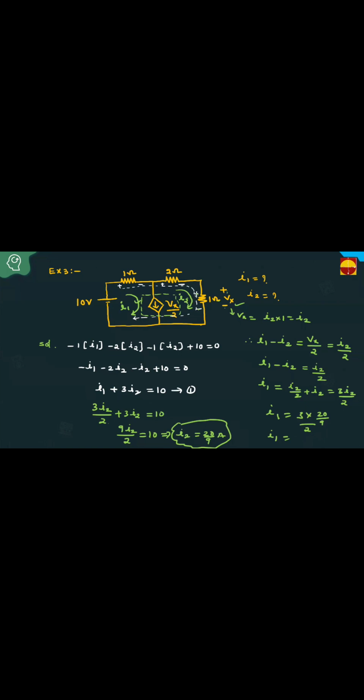20 by how much do you get? I1 equal to 20 by 9 or 30 by 9? Relation is correct: I1 equal to 3I2 by 2. You substitute I1 equal to 3I2 by 2, and I2 equal to 20 by 9 is correct. Then what is I1?